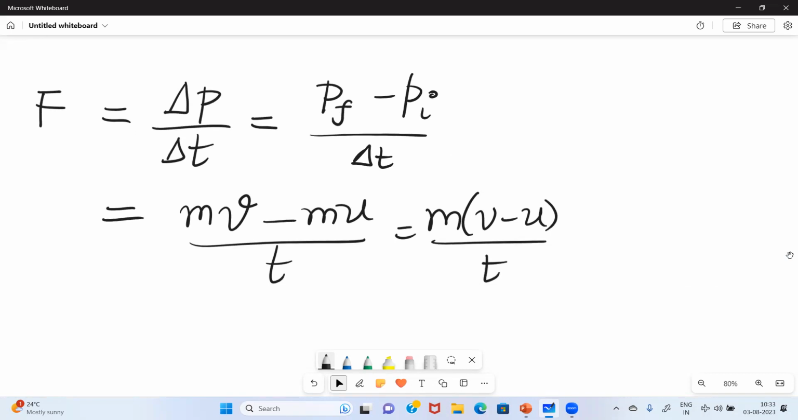So the average force is m into (v minus u) by delta t. What is v minus u? Change in velocity. So change in velocity by change in time. What is it? Average acceleration.